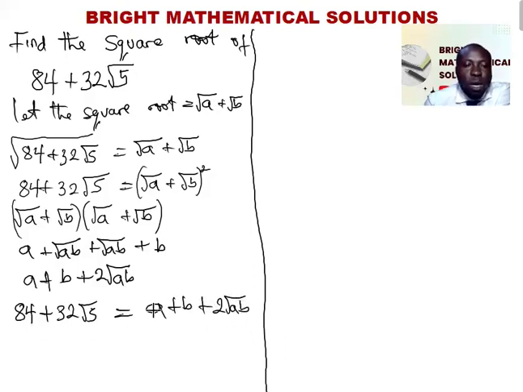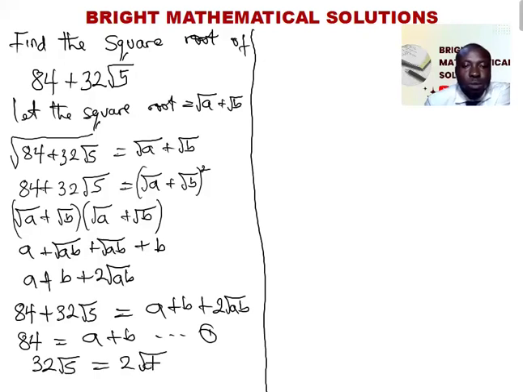From here we can draw out equations such that the whole number we equate with the whole number, and the root function we equate with the root function. So 84 equals A plus B. Let us call this equation 1, and 32 root 5 equals 2 root AB. Let us call this equation 2.